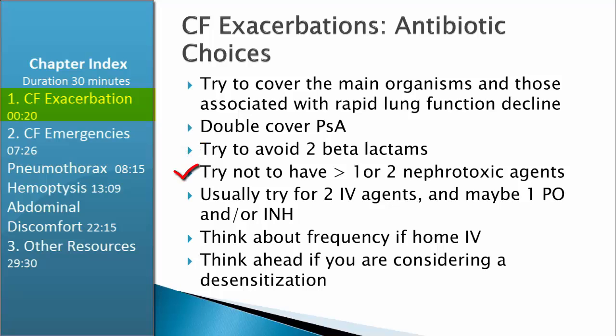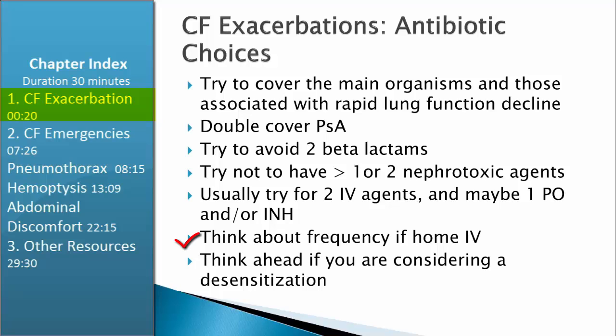You also want to not have more than 1 nephrotoxic medicine, if you can, and at most 2, to protect the kidneys, since AKI is relatively common. In general, we usually try for 2 IV agents and maybe 1 oral or 1 inhaled. Sometimes patients will just be on 1 IV agent, and sometimes they'll be on 3.